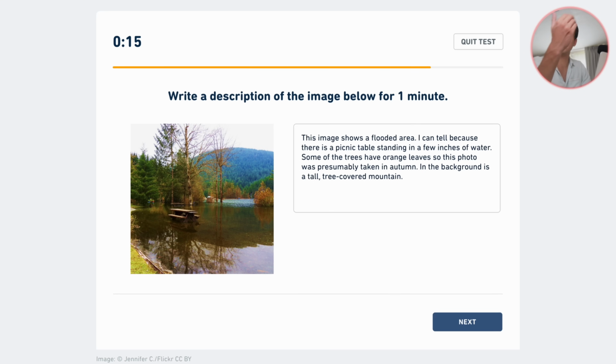All right, and then I'm going to save time to proofread my response. Always a good idea for writing questions. There we go.